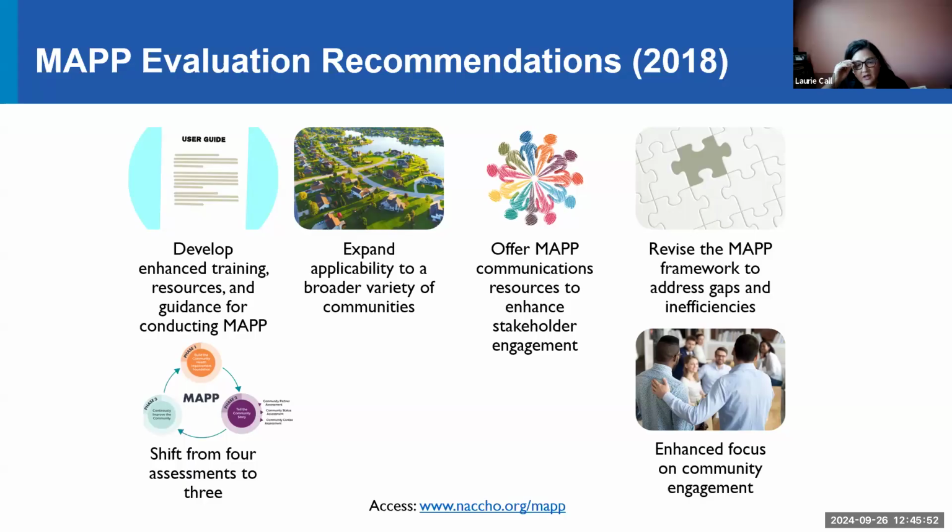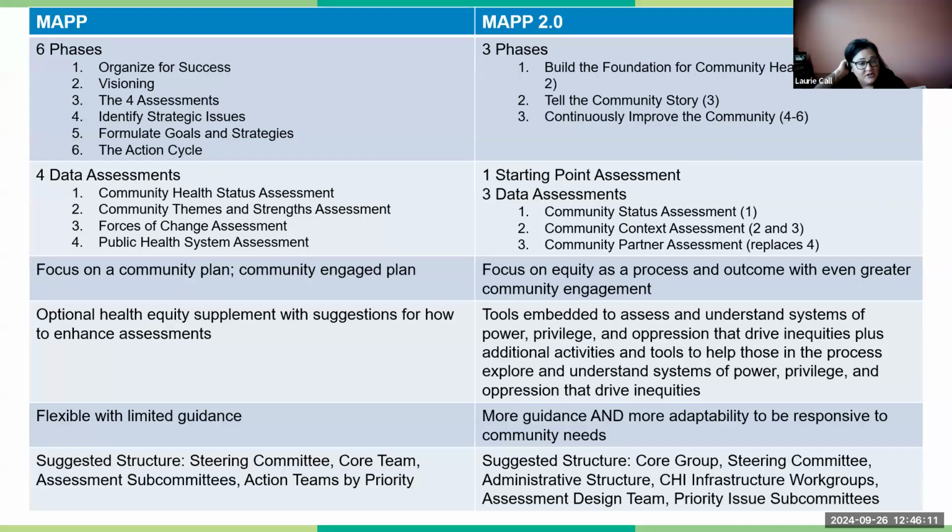They wanted to address places where there were gaps or inefficiencies where people said there's not enough information or there's not enough guidance. And they wanted to really streamline. So they've shifted from 4 assessments to 3 assessments. This is just a really quick comparison of the previous MAP version to MAP 2.0. I won't spend much time on this, but it is a supplemental resource. So from 6 phases, the original one, to collapse to 3 phases that are pretty easy to recall and remember, from 4 assessments to 3 assessments.